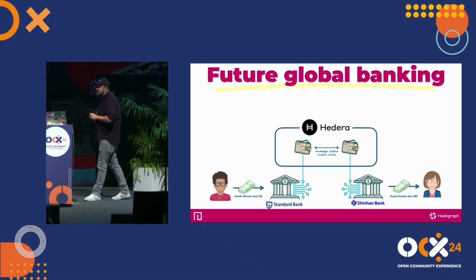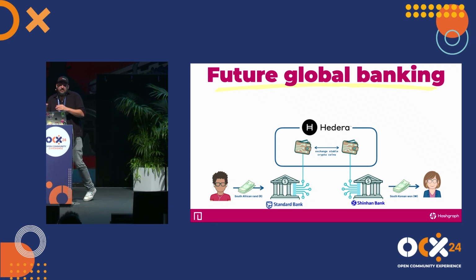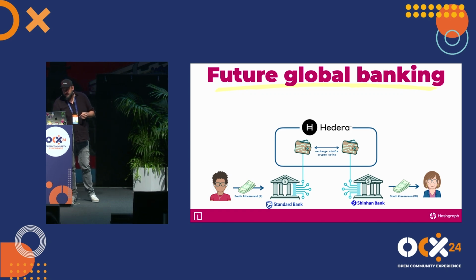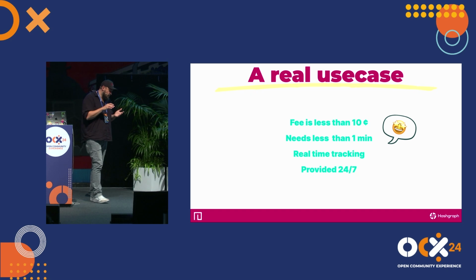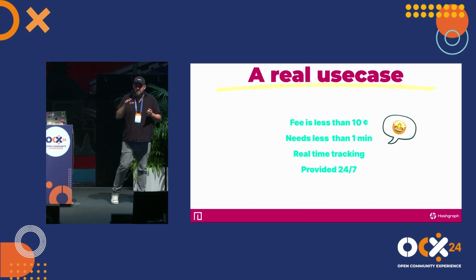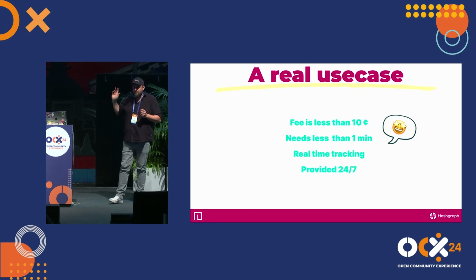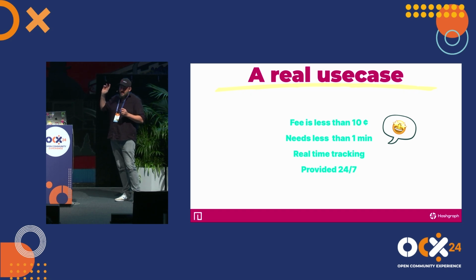And by doing it like that and having this flow over the Hedera network, they were able to limit the fee to 10 cents. Actually, those 10 cents already include the fee of the banks. So doing the transaction on the Hedera network is way cheaper, so they already make money with that. And the whole process takes less than a minute.